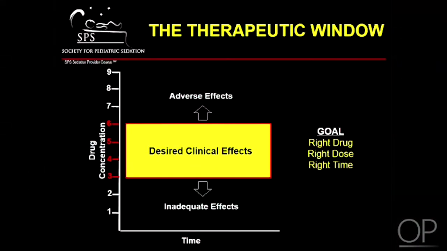One of the most important concepts in pediatric procedural sedation is the therapeutic window. The therapeutic window is the range of the plasma drug concentration that is both safe and therapeutic. That is, concentrations of drug within the therapeutic window achieve the desired clinical effect without causing adverse effects.